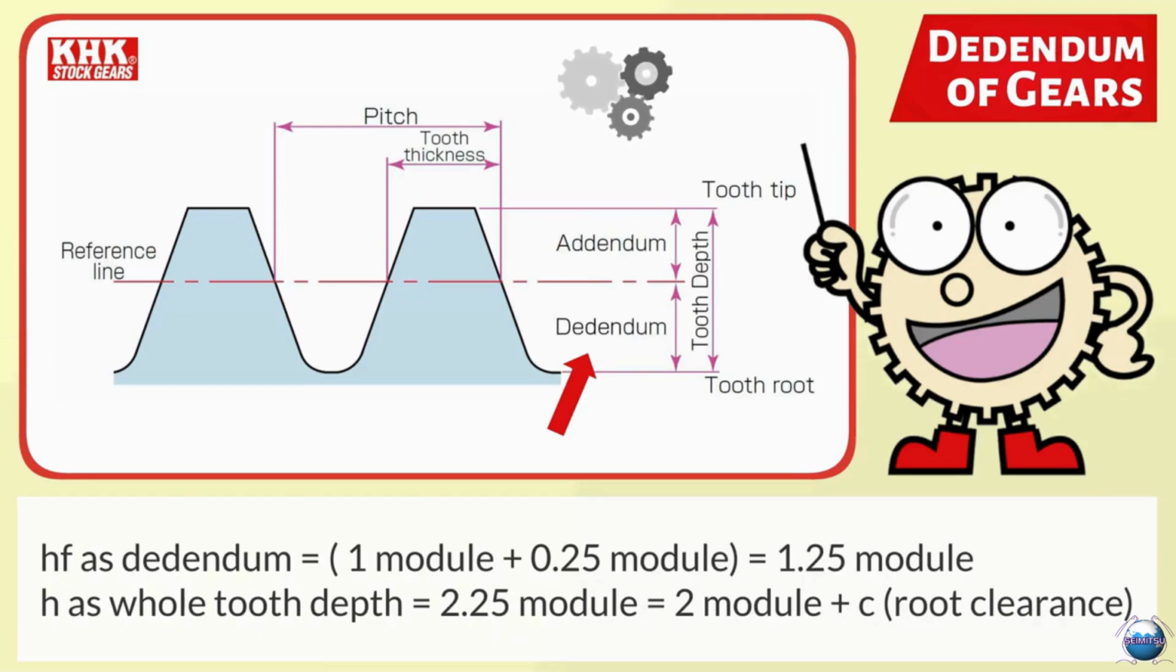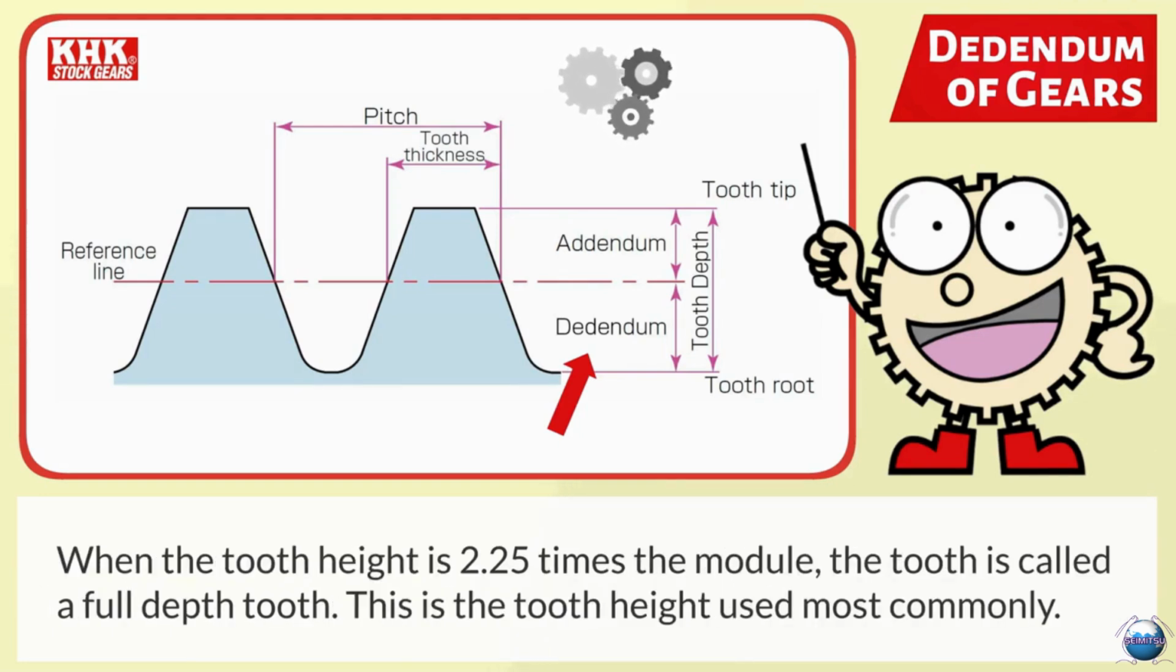HF as dedendum equals 1 module plus 0.25 module equals 1.25 module. H as whole tooth depth equals 2.25 module equals 2 module plus C, root clearance. When the tooth height is 2.25 times the module, the tooth is called a full depth tooth. This is the tooth height used most commonly.